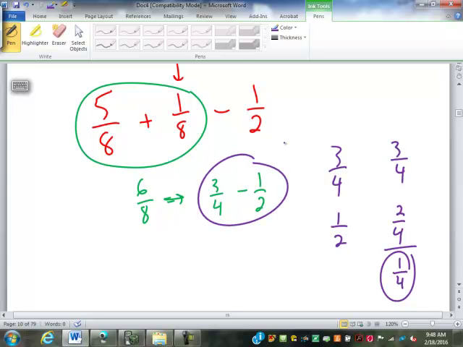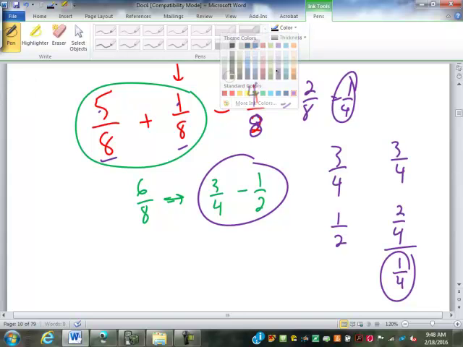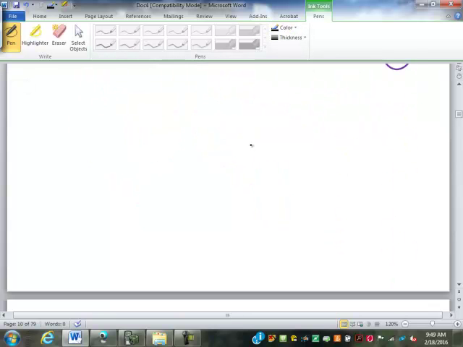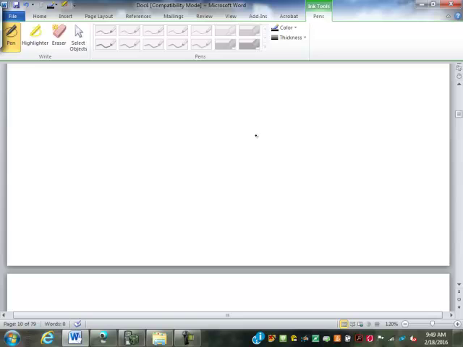Now, like you said, you could find a common denominator for all of them. Since these are both 8s, this would also be 8. It would become 4/8. So 5 plus 1 is 6, minus 4 is 2/8, which reduces to 1/4. So there are several ways you can get that. Once you're down to just addition and subtraction, you can find a complete common denominator for everything. Sometimes that's not so easy to do.